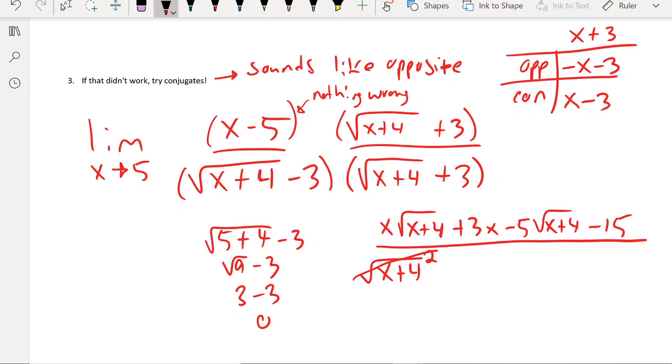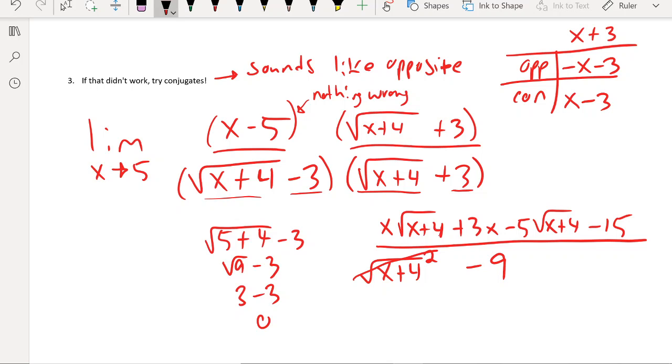Then the outer would be the square root of x plus 4 times 3, and the inner is the square root of x plus 4 times minus 3, so they cancel. I'm not even going to write that. I don't have inside stuff. I just have the first times the first and the last times the last. 3 times 3 is 9. It's a minus. So there we go.